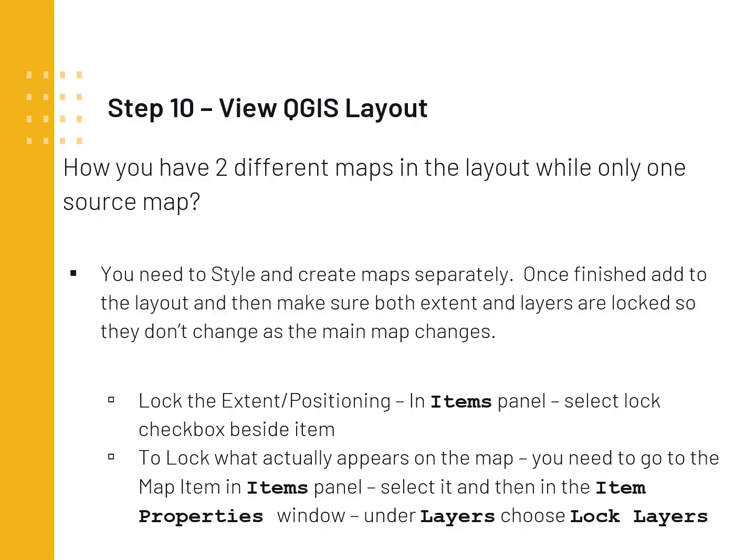So how do you lock those things? To lock the extent and position, in the items panel, select the lock checkbox beside the item that you want to keep the same. To lock what actually appears in the map, you want to go into the map item, into the items panel, select it, and then in the item's property window under layers, choose lock layers.